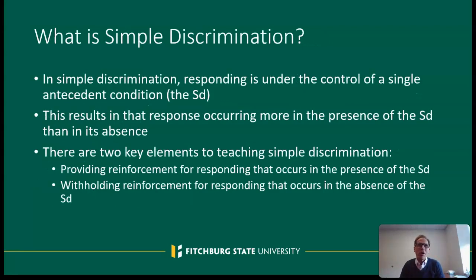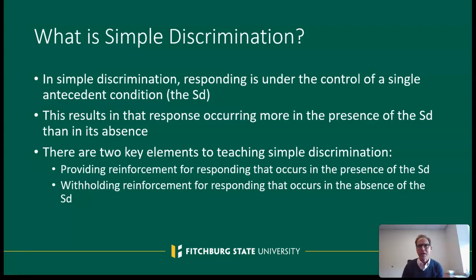So teasing those two apart for a second, in simple discrimination, responding is under the control of a single antecedent condition, the SD. This results in that response occurring more in the presence of the SD than in its absence. There are two key elements to teaching simple discrimination. We need to provide reinforcement for responding that occurs in the presence of the SD. We also need to withhold reinforcement for responding that occurs in the absence of the SD.